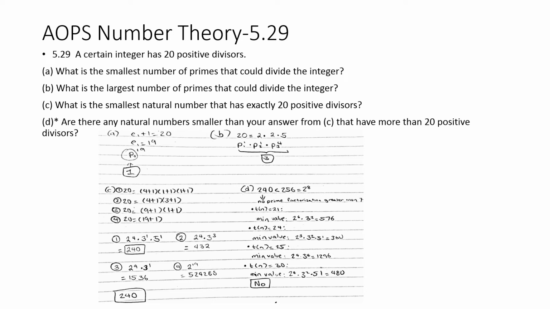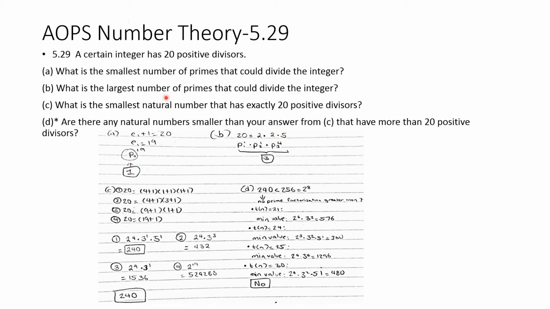AOPS number theory 5.29. A certain integer has 20 positive divisors. A. What is the smallest number of primes that could divide the integer? So if you want the smallest, you could have one exponent. The first exponent plus 1 is equal to 20. That means that the exponent is equal to 19. That's prime 1 to the power of 19, so there could be one prime.